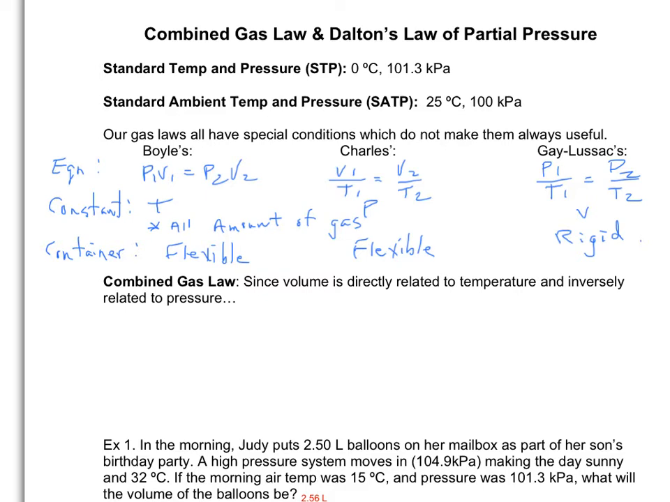Now, most experiments aren't done at STP. They're done at room temperature and room pressure. That's known as standard ambient temperature and pressure, or SATP, which is designated as 25 degrees Celsius and 100 kPa. This can be found in short forms in questions, so you need to memorize what these conditions stand for.